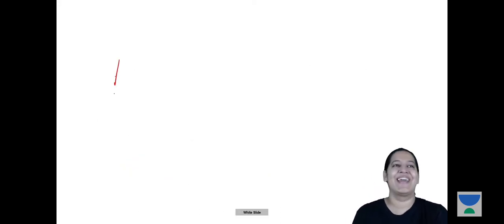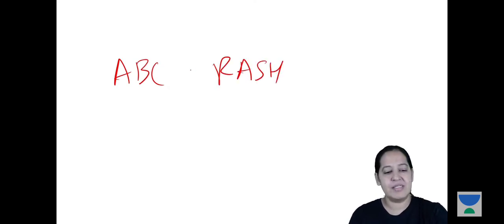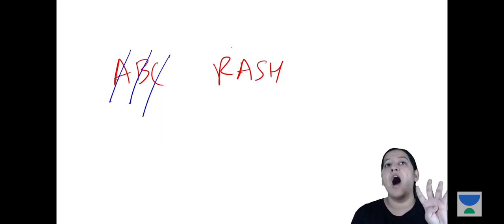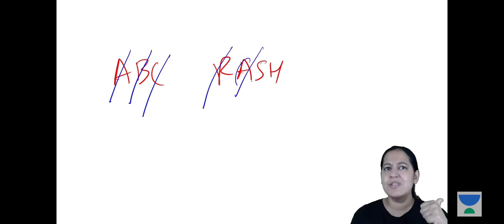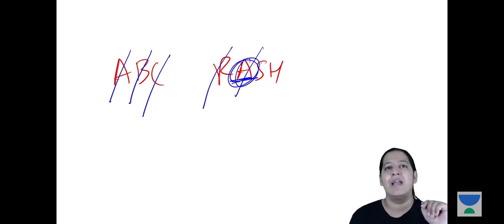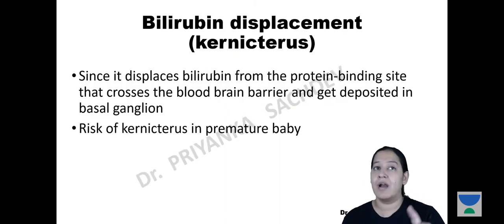So ABC of rash. That is the mnemonic. A stands for aplastic anemia. B stands for bilirubin displacement, that is kernicterus. C stands for crystalluria. R for rash. A for acetylation is not a side effect; actually, the drug is metabolized by acetylation. S for SLE, and H for hemolysis and G6PD deficiency. So these are the adverse effects, and you should learn like this. Kernicterus is important among them.